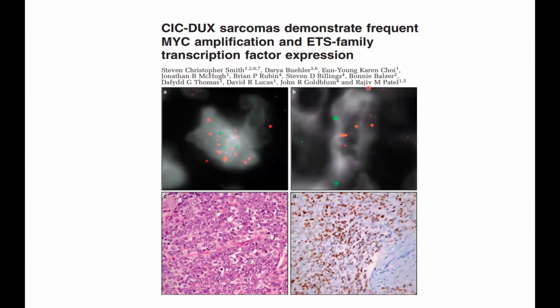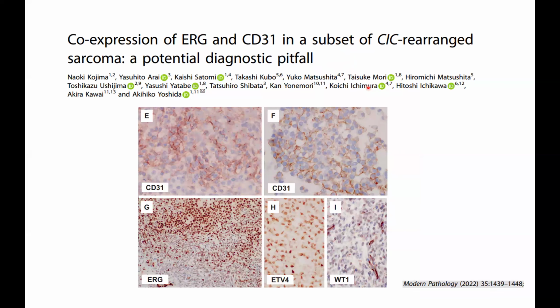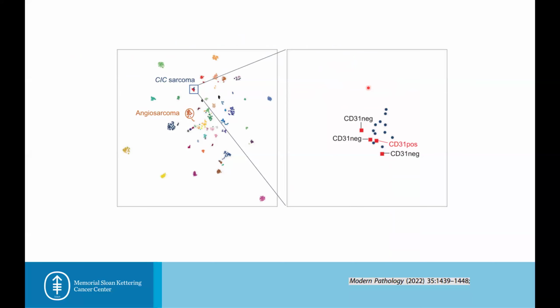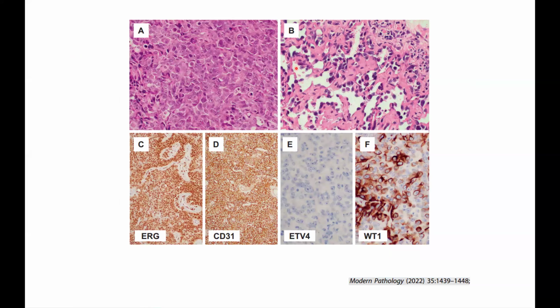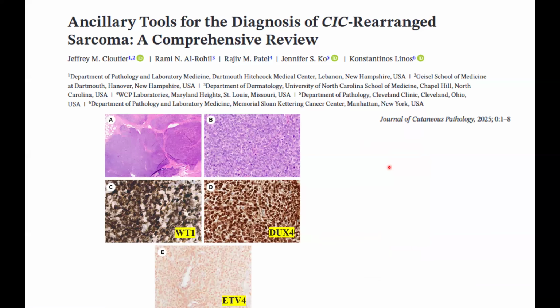So you have to be sure you're dealing with a round cell sarcoma. But you have to be aware that CIC-rearranged sarcomas can express ERG, they can express MYC, and actually they can express CD31 as well. So you may have a tumor that is CD31 positive, ERG positive, MYC positive, and you may want to call it angiosarcoma. You would be wrong, because these are genuine CIC-rearranged sarcomas, whereas true angiosarcomas don't have expression of ETV4, and they don't have nuclear expression of WT1, and obviously they're going to be DUX4 negative. And as part of the AUC committee of the American Society of Dermatopathology, we analyzed the whole literature, and this is the most recent publication, very recent, last month, a comprehensive review of the ancillary tools for the diagnosis of CIC-rearranged sarcoma.